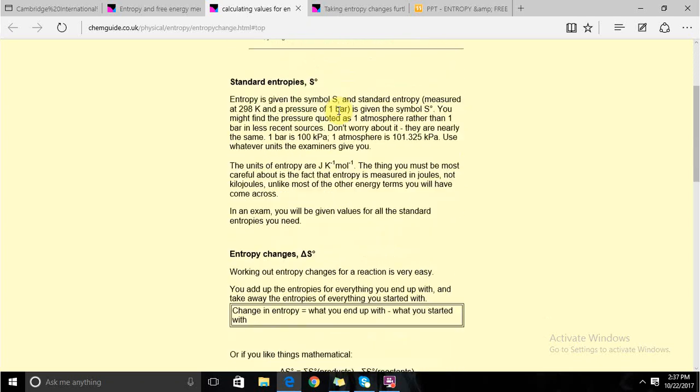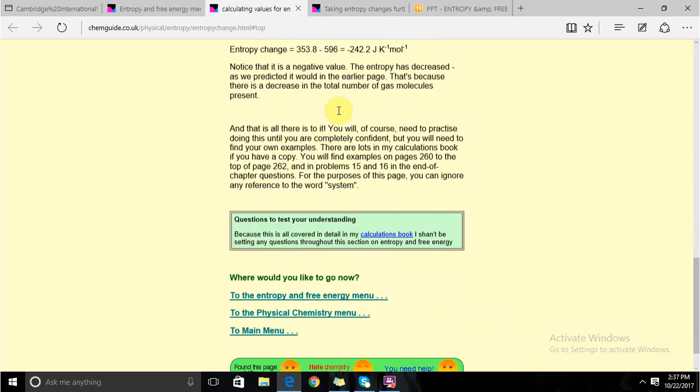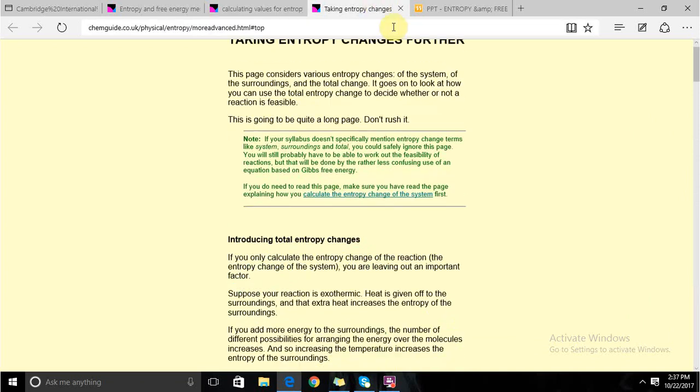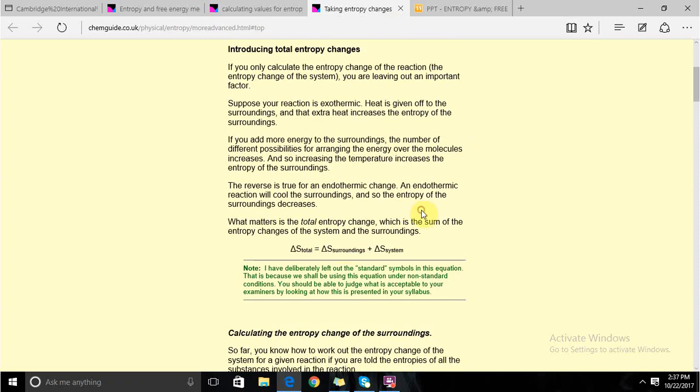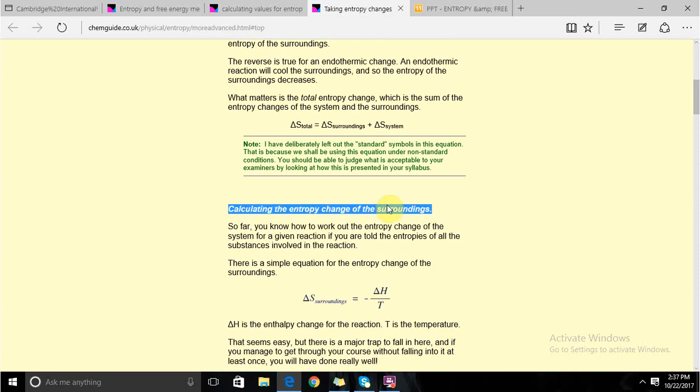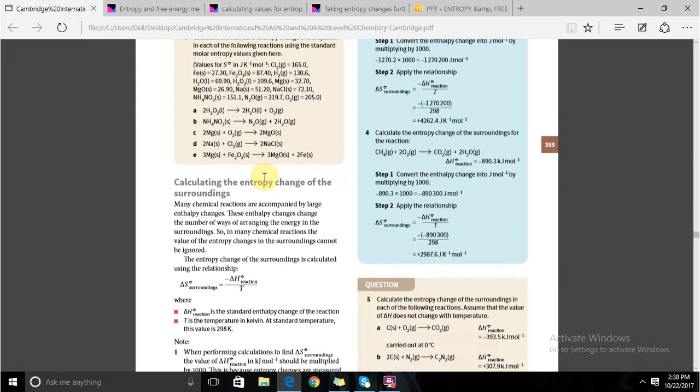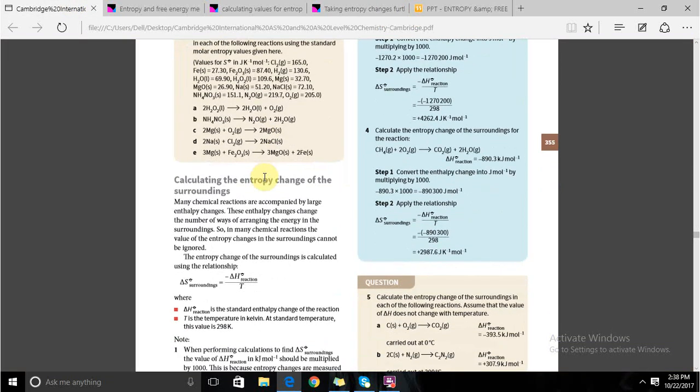Again, this is standard entropy change. We have a whole formula going on, introducing total entropy changes. Again, we have this formula over here, and how we're supposed to calculate the entropy change in the surroundings. Let's move onwards. Many chemical reactions are accompanied by large enthalpy changes because there's a huge change, and therefore in these scenarios the enthalpy changes change the number of ways of orienting the energy in the surroundings. And therefore in many chemical reactions we cannot ignore the value of the entropy changes in the surroundings because the initial enthalpy change was of such a huge value.